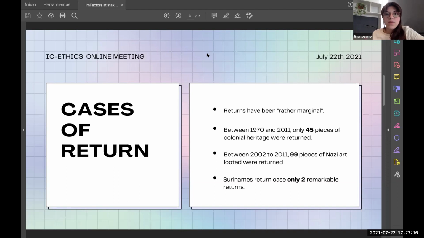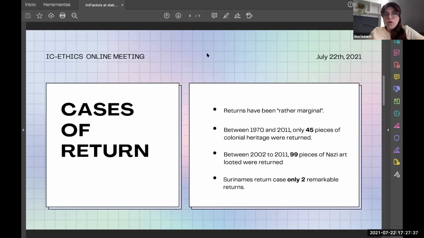And if we take a look at the Surinamese case, this is even less significant, because when it comes to Suriname, there are only two remarkable examples of return. One in 2012, when it was agreed to return an important archive to the ex-colony, and in 2006, when the Tropen Museum decided to return 45 works to the National Museum in Paramaribo.